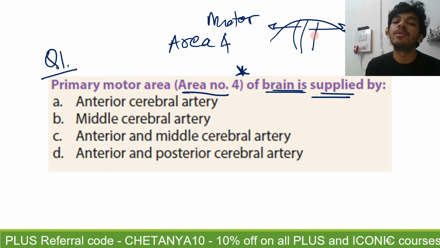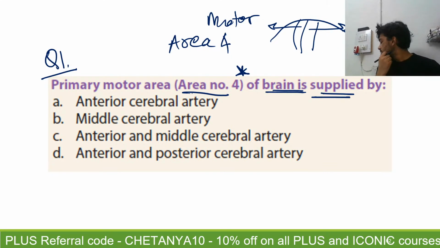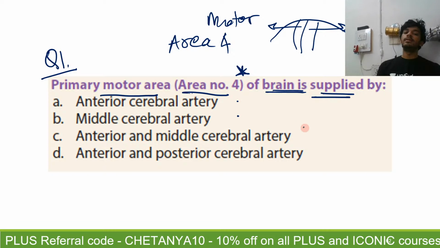And similarly, this is the primary somatosensory cortex. You also have the secondary. Okay. So can anybody answer question 1? Primary motor area, area number 4, is supplied by which of the following cerebral artery? The options are anterior cerebral, middle cerebral, and both.